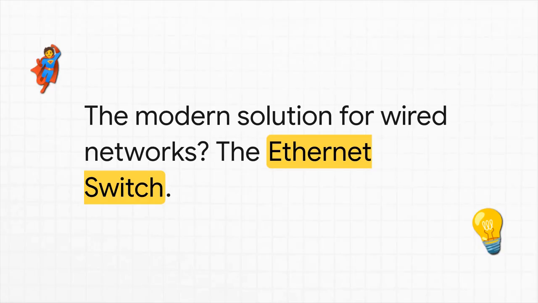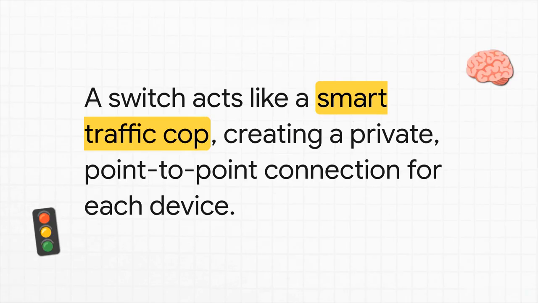Now, for our wired networks, the hero of this whole story is a device you probably have in your home or office right now, the Ethernet switch. This little box completely changed the game. See, here's the magic. A switch is not like an old hub that just blindly shouts everything to everyone. A switch is smart. It actually learns the MAC address of every single device plugged into it. So when your computer wants to send a message to your printer, the switch creates a temporary, private, point-to-point link just between those two devices for that one conversation.